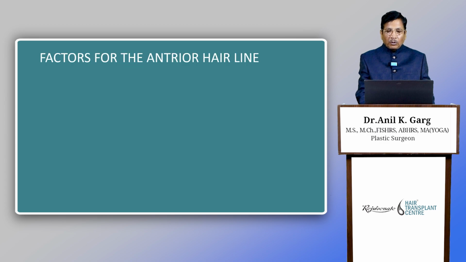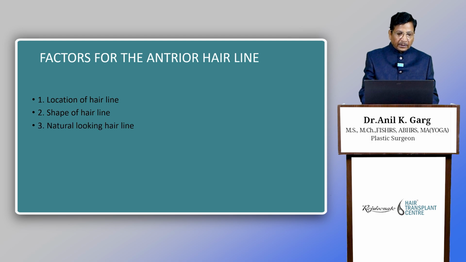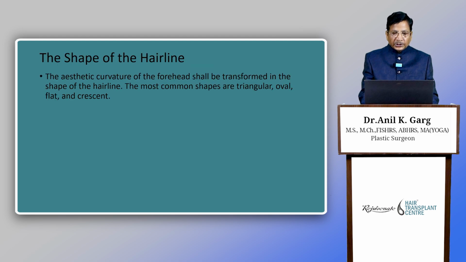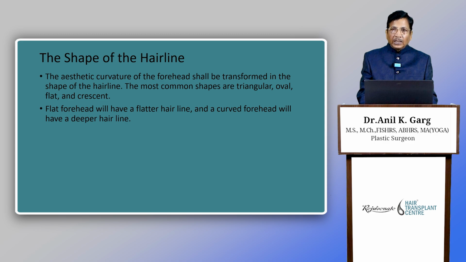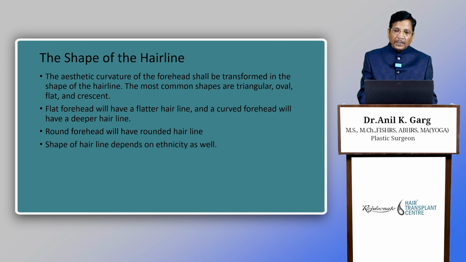The factors for the anti-hairline: location of hairline, shape of hairline, natural looking hairline and zones of hairline. The shape of hairline, the aesthetic curvature of forehead shall be transformed in the shape of hairline as I mentioned before. The most common shapes are triangular, oval, flat and crescent. Flat forehead will have a flatter hairline and a curved forehead will have a deeper hairline. Round forehead will have a rounded hairline.